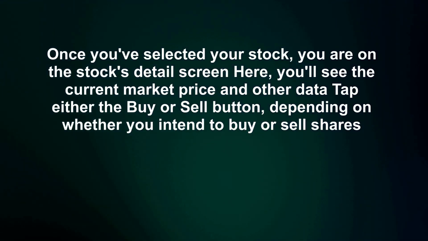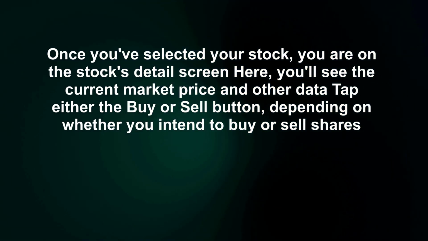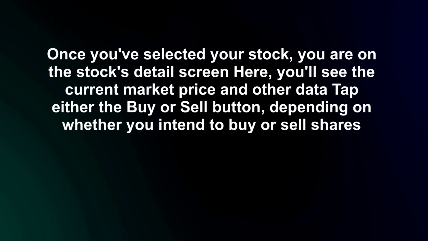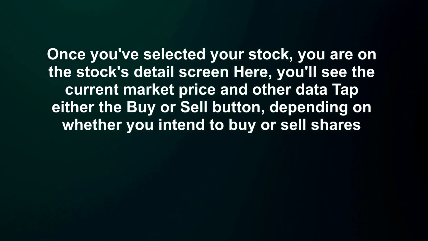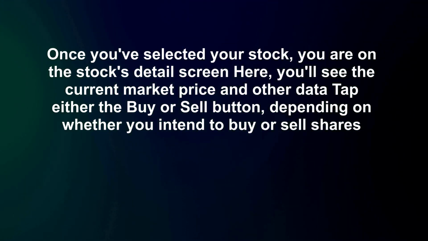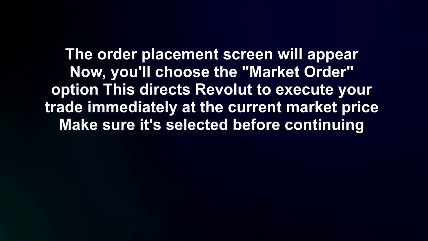Once you've selected your stock, you are on the Stocks Details screen here. You'll see the current market price and other data. Tap either the buy or sell button, depending on whether you intend to buy or sell shares. The order placement screen will appear now.